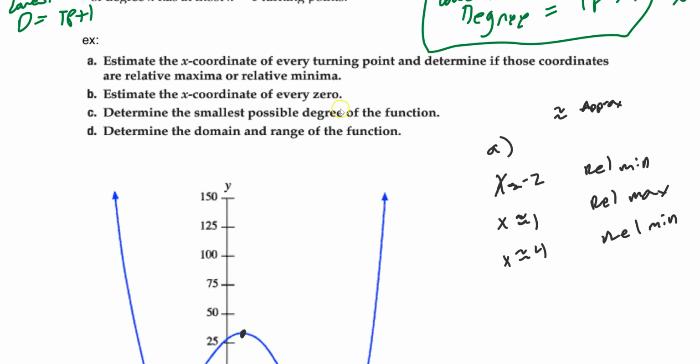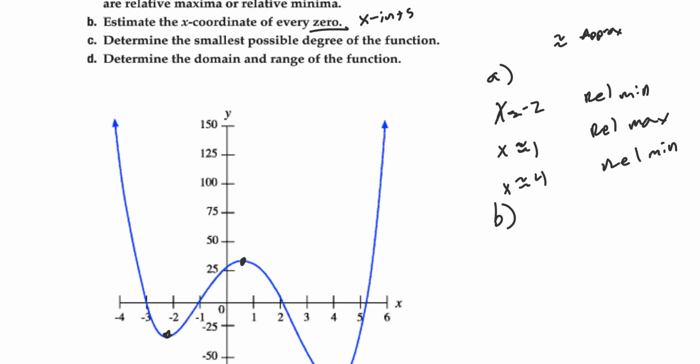B, estimate the x-coordinate of every zero. Remember, we got that just knowing zeros are x-intercepts. So for B, we just have to name all the x-intercepts. Again, we're just going to estimate. It looks like -3, -1, 2-ish, and 5-ish. So x equals -3, again we're estimating, -1, 2 and 5.